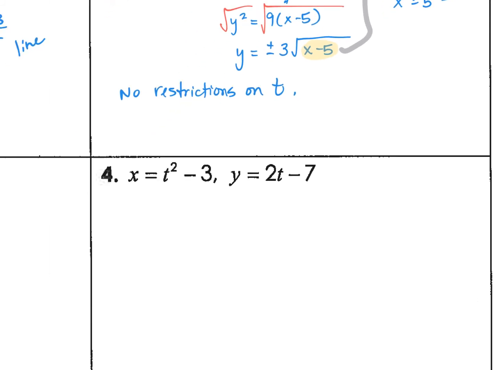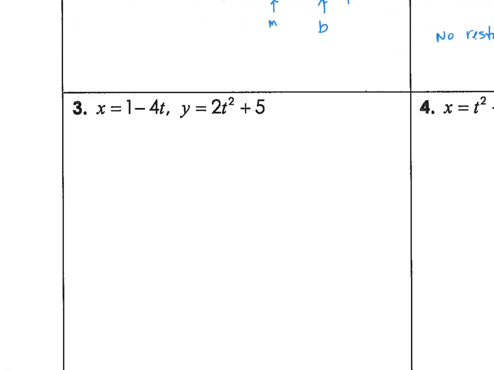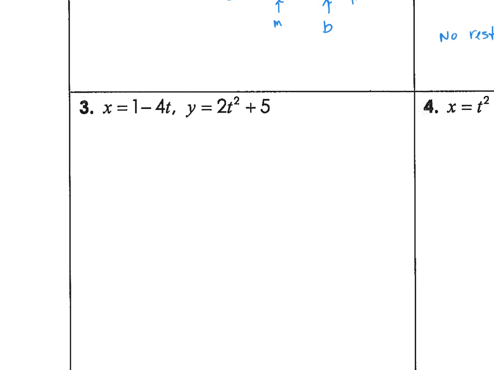So here we go. I want you to try number 3 and see if you can't get y in terms of x. And then look and see if there are any domain restrictions.